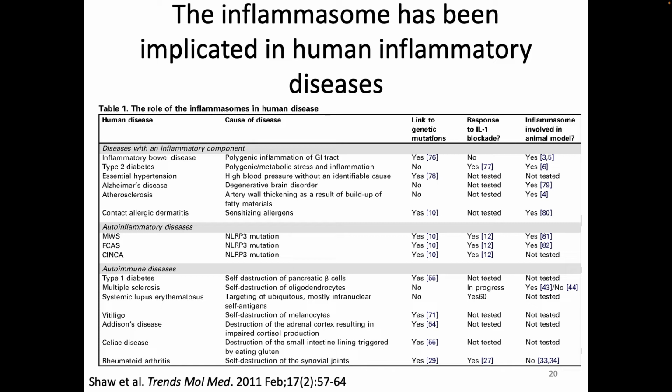autoinflammatory diseases, which are in the middle, but also IBD, diabetes, hypertension, Alzheimer's, atherosclerosis, allergic dermatitis, type 1 diabetes, MS, lupus, vitiligo, Addison's, celiac, rheumatoid. Basically, if you can think of it, in a lot of cases, the inflammasome has been linked to that disease state. And so this is one of the reasons why the inflammasome and some of these other PRRs and innate immune signaling proteins are some of the hottest proteins and targets in the pharmaceutical industry.